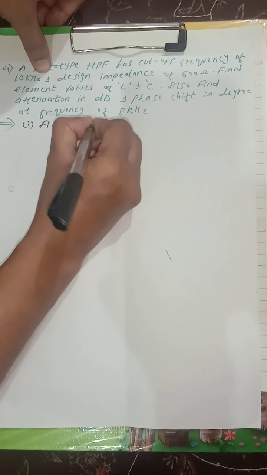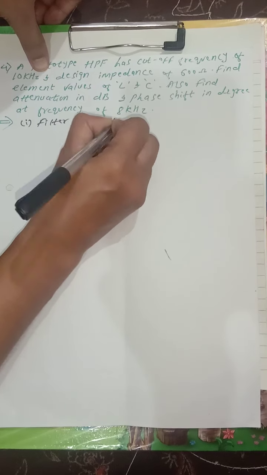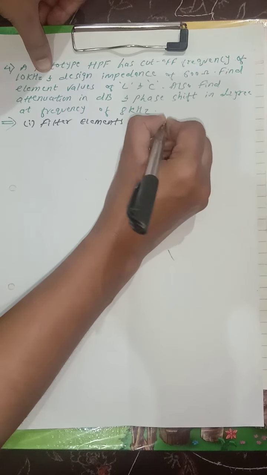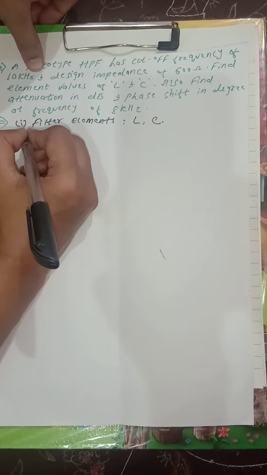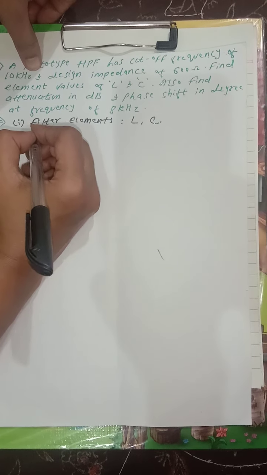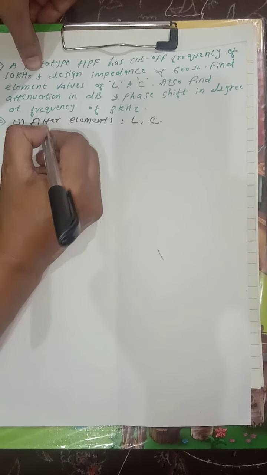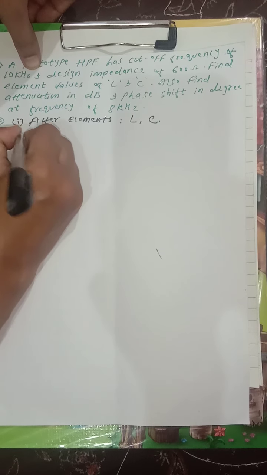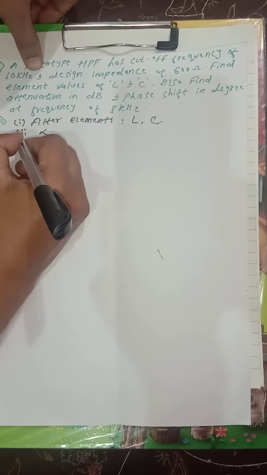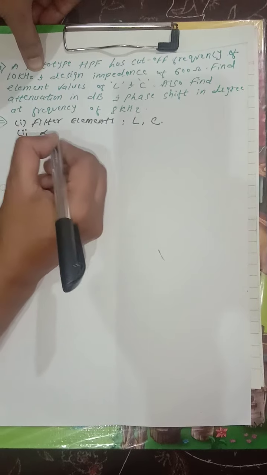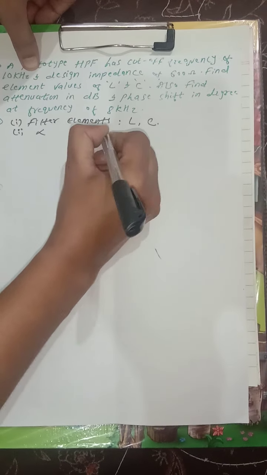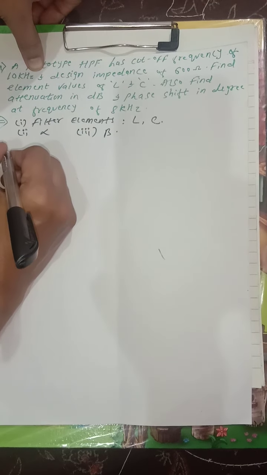Which are the filter elements? The filter elements are nothing but L and C. Secondly, you need to calculate the attenuation constant, that is nothing but alpha. Thirdly, you need to calculate the phase constant, that is nothing but beta. So these three parameters you need to calculate.